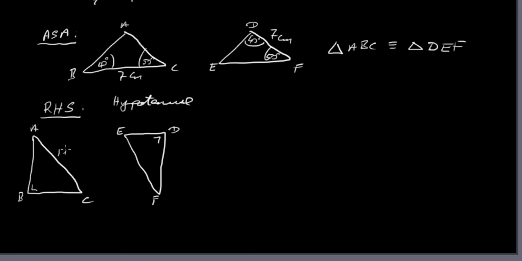So say for example this was 10 centimeters and this is 10 centimeters, and let's say this side here is 4 centimeters and this is 4 centimeters. Now we have a right angle. We have the hypotenuse the same as the hypotenuse, and we have another side the same as another side. So here we can also say that the triangle ABC is congruent to the triangle DEF. So that's really congruency. That's the RHS. So there are the four types of congruency that you'll need to know.